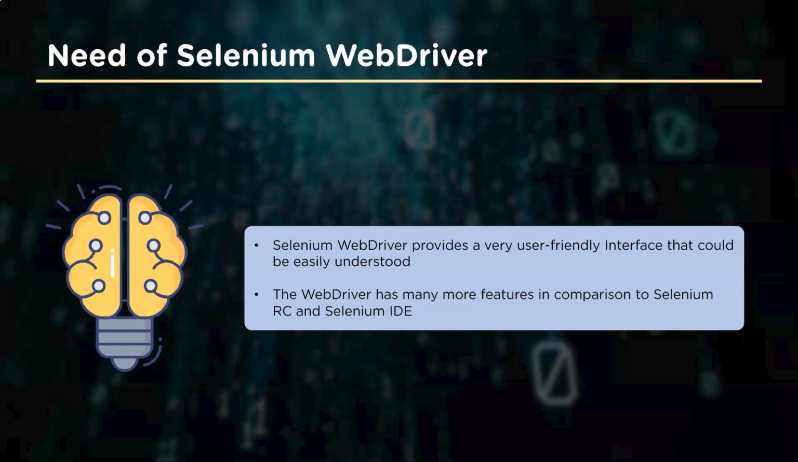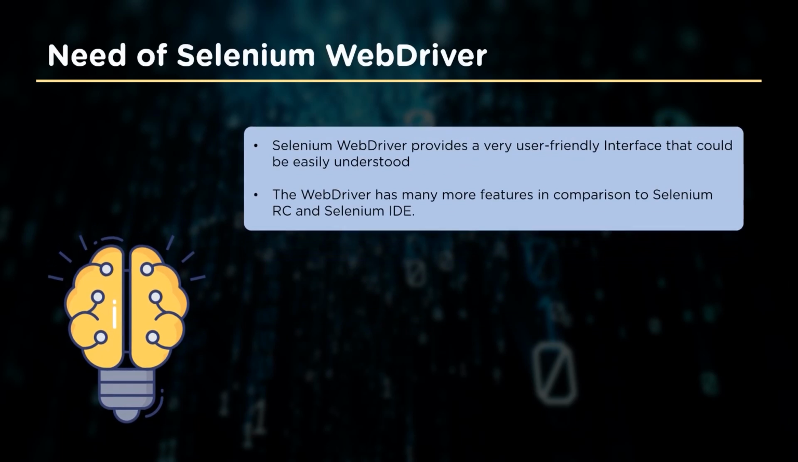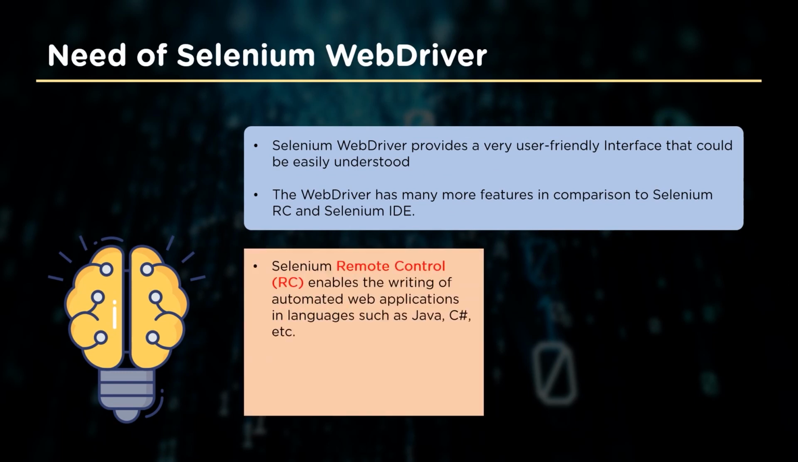So that's another benefit which we get with Selenium here. Selenium also has other components, like Selenium Remote Control. RC is something which enables the creation of automated web applications in programming languages such as Java, C#, Node.js. Different programming languages are there. So we can use the Selenium Remote Control, which will enable the creation of automated web applications there.